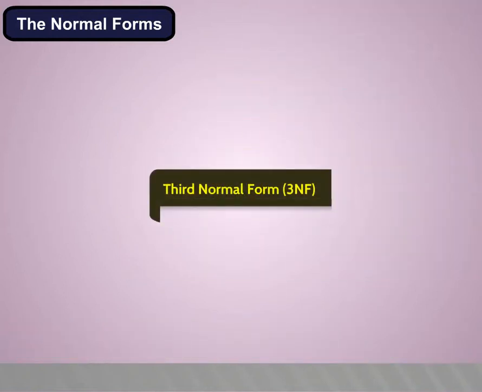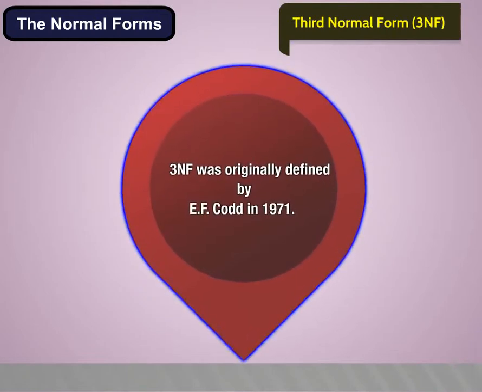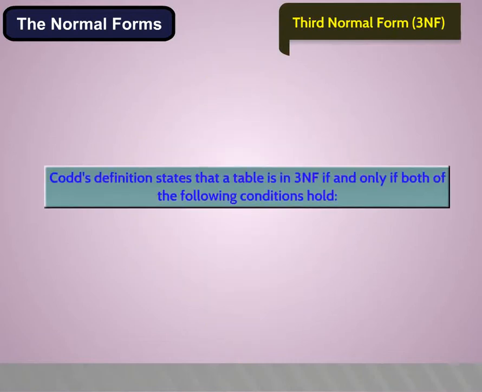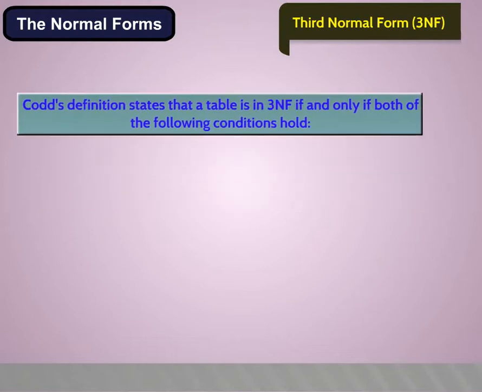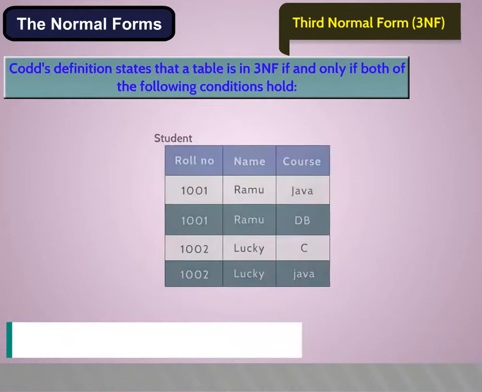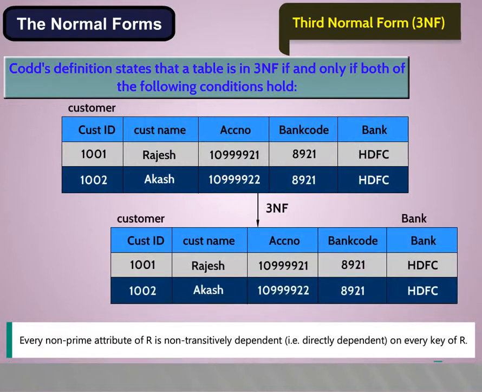Third normal form, 3NF. 3NF was originally defined by E. F. Codd in 1971. Codd's definition states that a table is in 3NF if and only if both of the following conditions hold. The relation R (table) is in second normal form, 2NF. Every non-prime attribute of R is non-transitively dependent, that is, directly dependent, on every key of R.